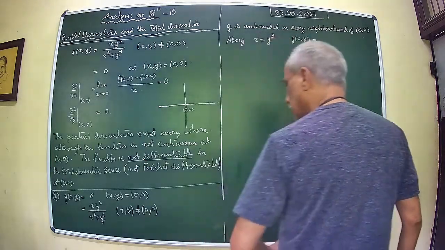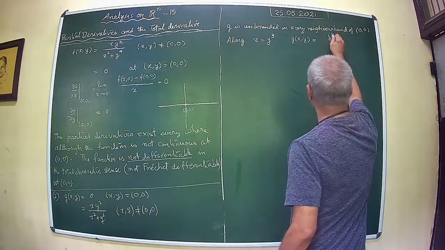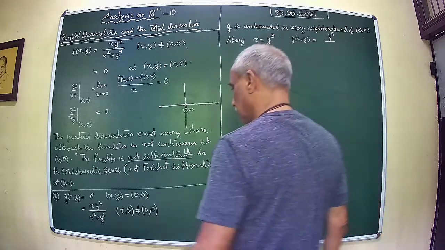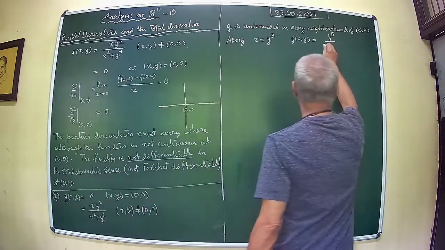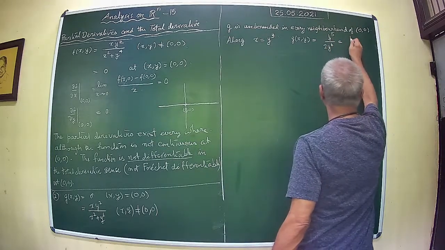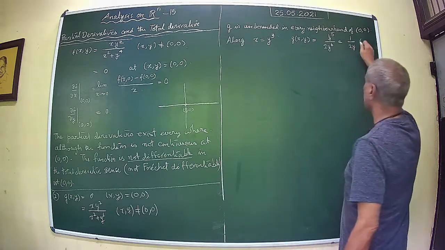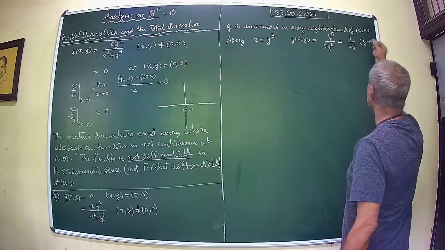g(x, y) equal to y to the power 5 divided by, so y to the power 6, for y not equal to 0.